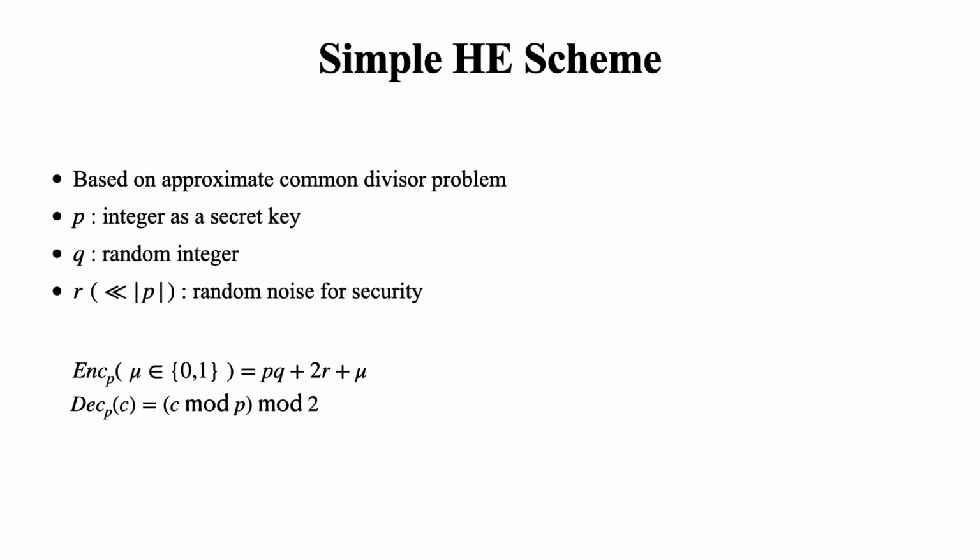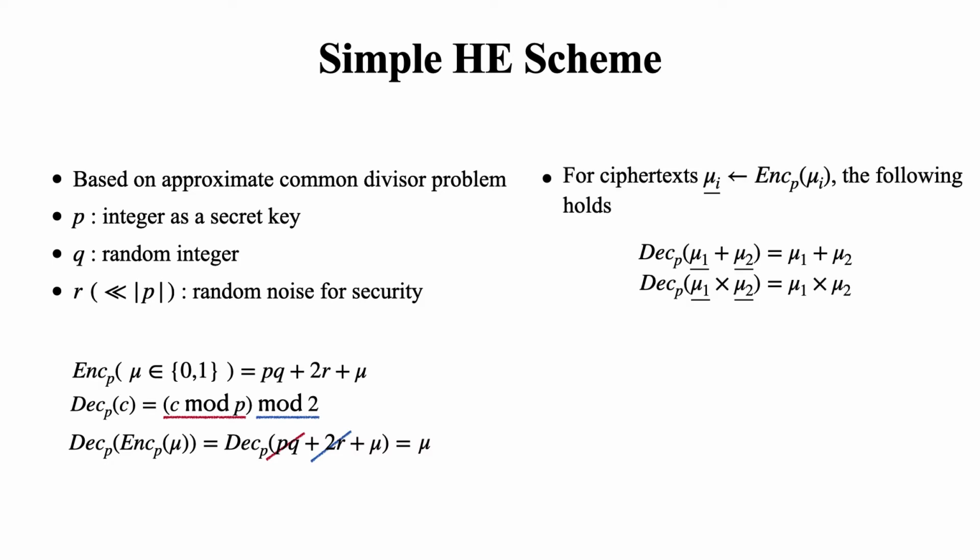Based on the approximate common divisor problem, it is very hard to find P from encrypted data. When we encrypt and then decrypt the message mu through modulo P and modulo 2 operators, we get the original data mu. Similarly, when we decrypt the addition of ciphertexts of mu1 and mu2, we get the addition of plaintexts mu1 and mu2, and it's the same for the case of multiplication. It means that the computation on encrypted data preserves the computation result on original data.